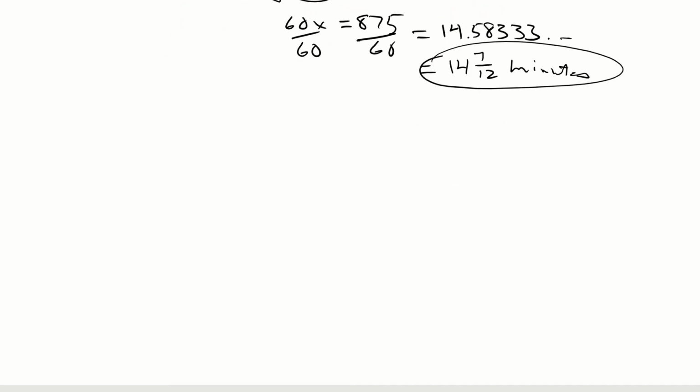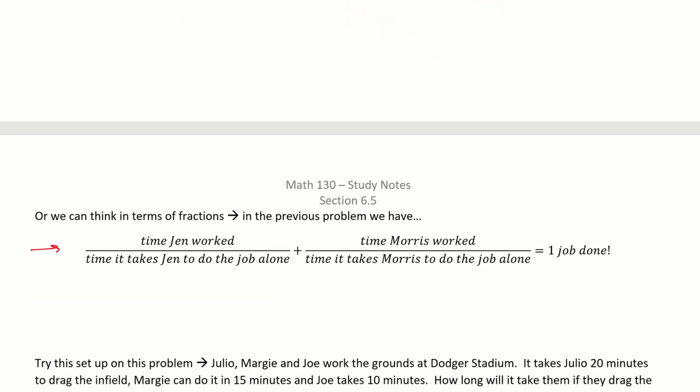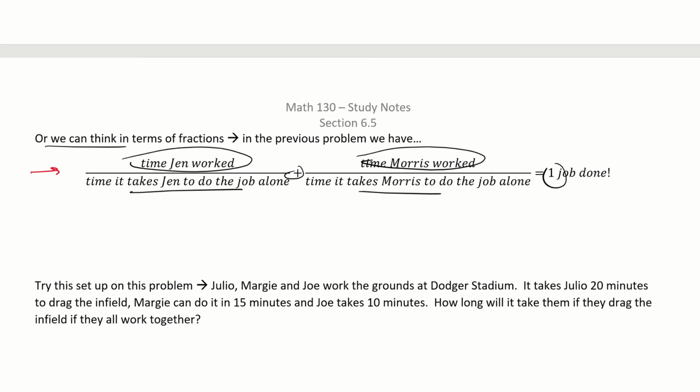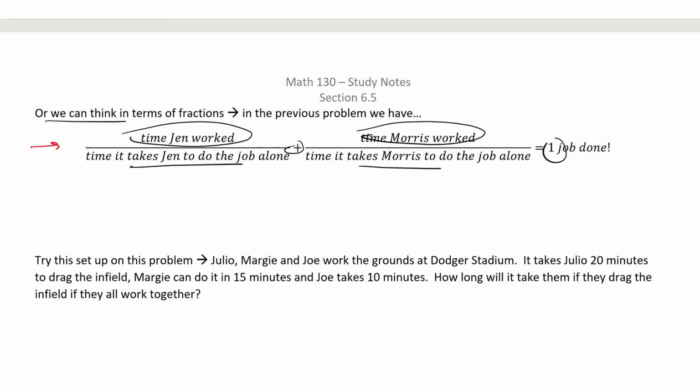On the next page, I'm actually explaining this right here. Jen's time that she worked, divided by how long it takes her, plus time Morris worked, divided by how long it takes him to finish the job. And 1 means done, okay? Now on this one, I said try setting this one up. The twist is there's 3 workers instead of 2, but it's an extension of what we just did. So if you want to pause it, work on it, and then watch the video later, okay?